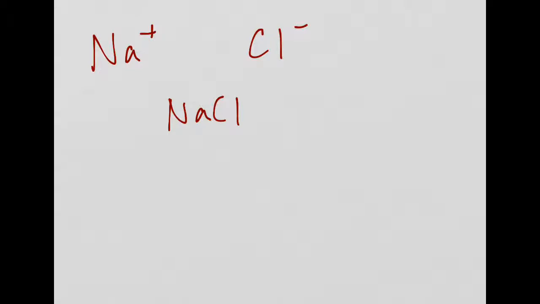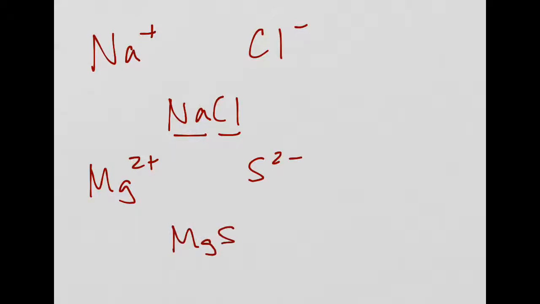And remember how we name these things. You name it by the name of the metal, followed by the name of the non-metal with -ide as a suffix, so sodium chloride. And then I also did things like magnesium, and then the sulfur ion is 2 minus, and so this would be magnesium sulfide.